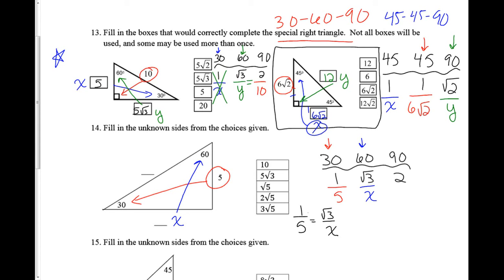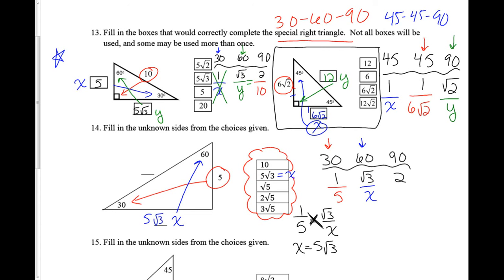I cross multiply, and I get x is 5 times the square root of 3. Now, in this particular problem, we were given basically an answer bank. So we need to make sure that our answer is in there, and it is. So my x is right there. I'm going to fill it in the triangle. So that's 5 square root 3.